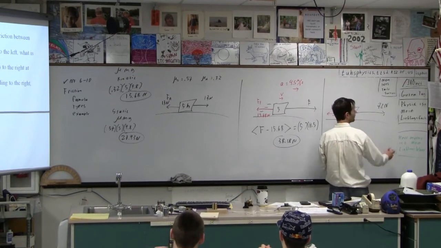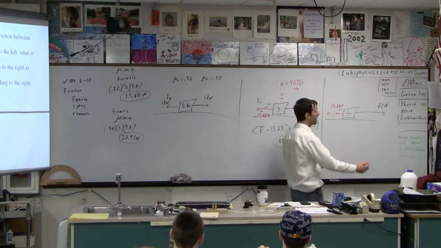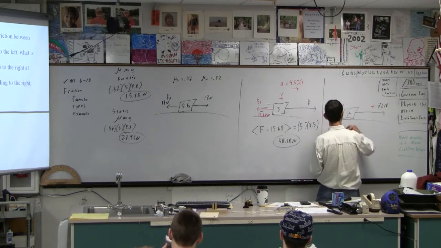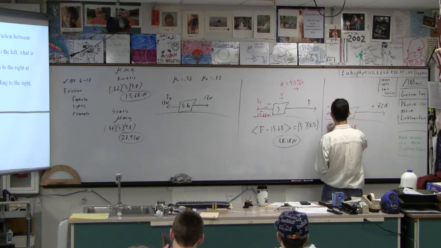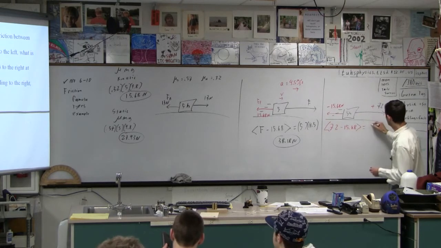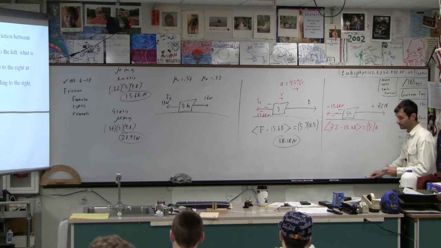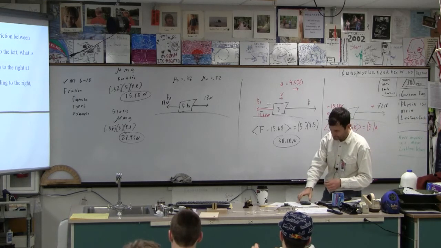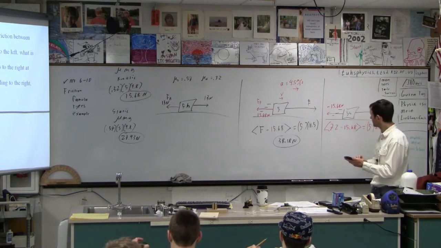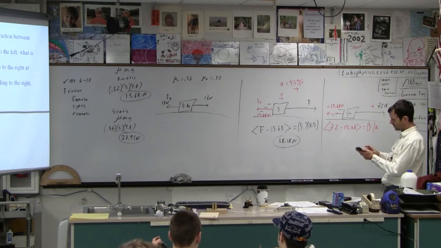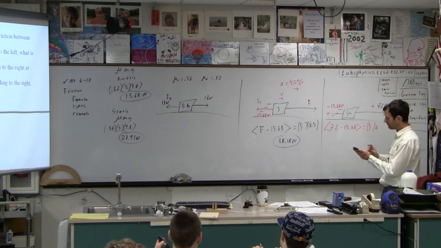Okay? Now what do we do? How do we deal with this? Do we make this one positive and this one negative and go 72 minus 15.68 equals 5 times A, which is what we don't know? A? Okay, hold on. You guys are ahead of me. 11.264?